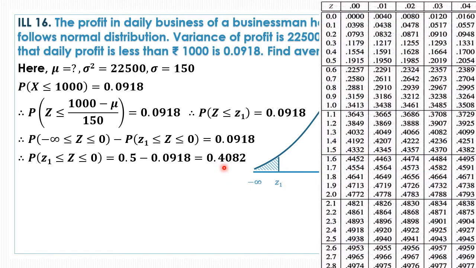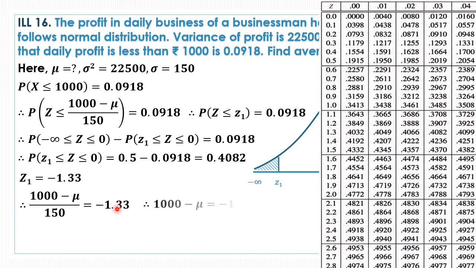inverse table. So I have to find 4082 here. 4082 is directly there, which is 1.33, but this is a negative value, so my Z1 value here will be negative 1.33. Now Z1 is 1000 minus mu upon 150, so that would be equal to negative 1.33. 150 will be multiplied with negative 1.33, so 1000 minus mu will be negative 199.5.